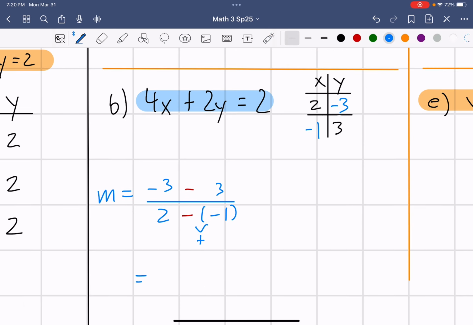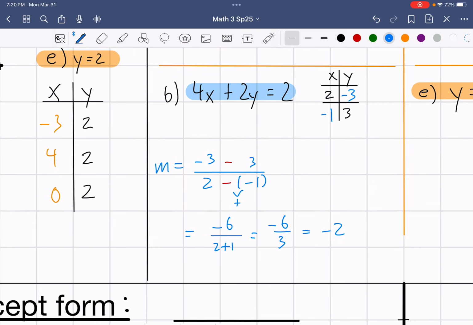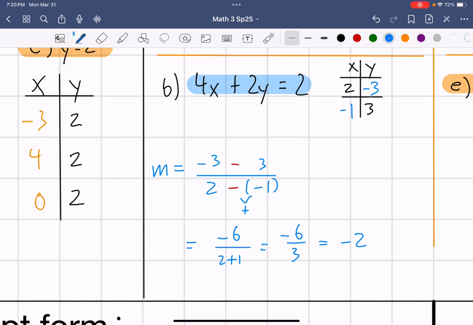That's going to give me, in the numerator, negative 3 minus 3 is negative 6 over 2 plus 1, which is going to give us 3. It's going to be negative 6 over 3, which is negative 2, which we can see here. But remember, it is rise over run. So when you don't see the run and you're dealing with a whole number, you can always rewrite that number over 1, and that gives you your run.